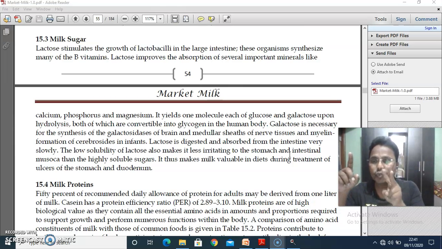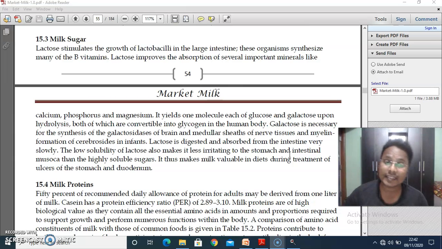As it produces two products, glucose and galactose, this galactose is necessary for the synthesis of galactosidases of brain and the medullary sheaths of nerve tissues, and the myelin formation of cerebrosides in infants. So for the synthesis of these, galactose is very important. This is the third point.